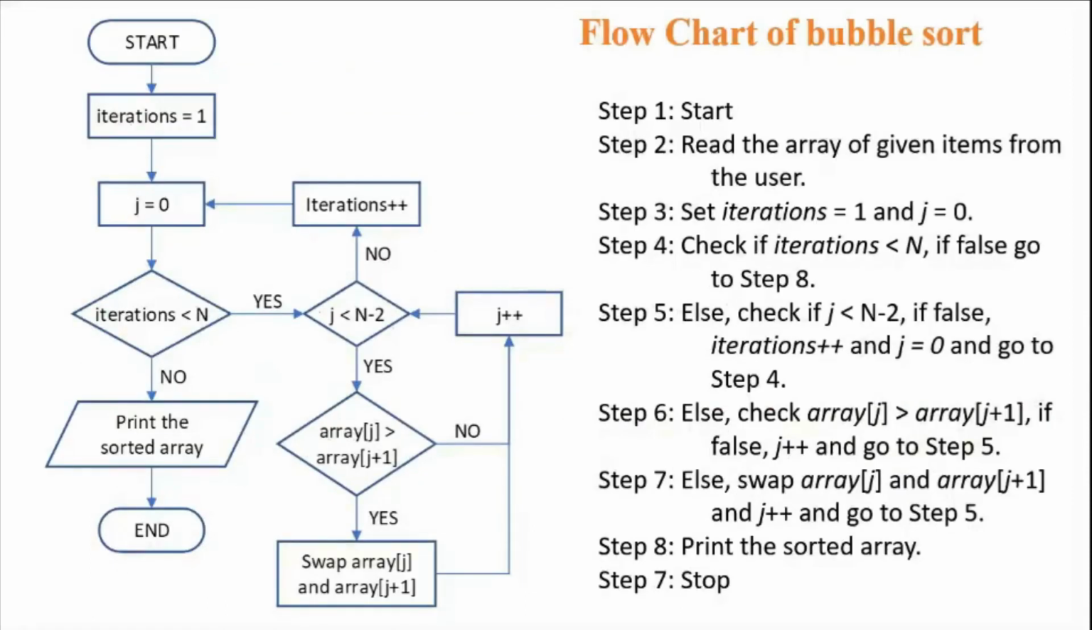Now we can see the flowchart for the bubble sort. In the flowchart, we start. So this is equal to this one. The flowchart as well as the algorithm is together.